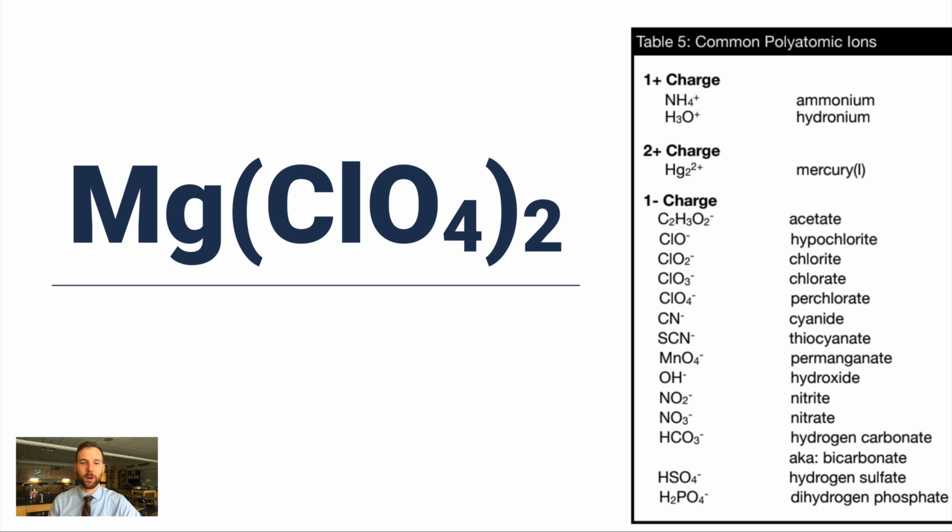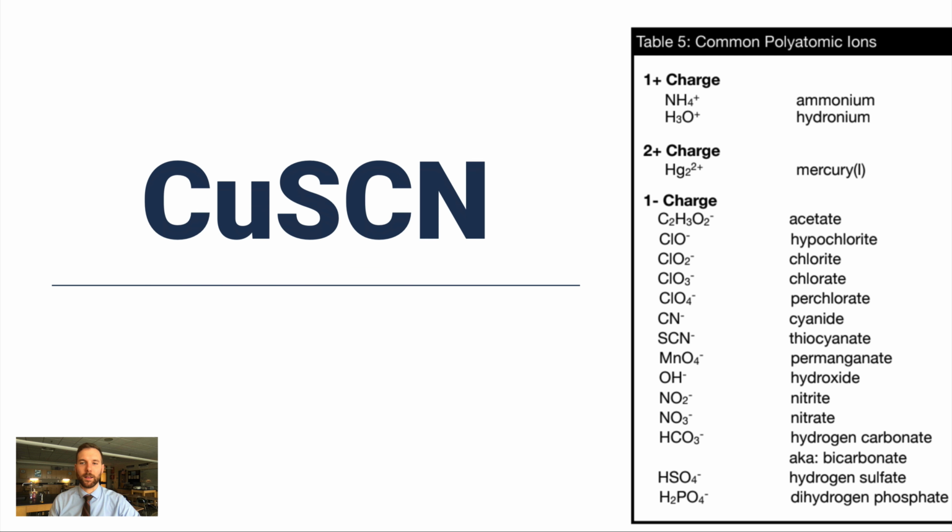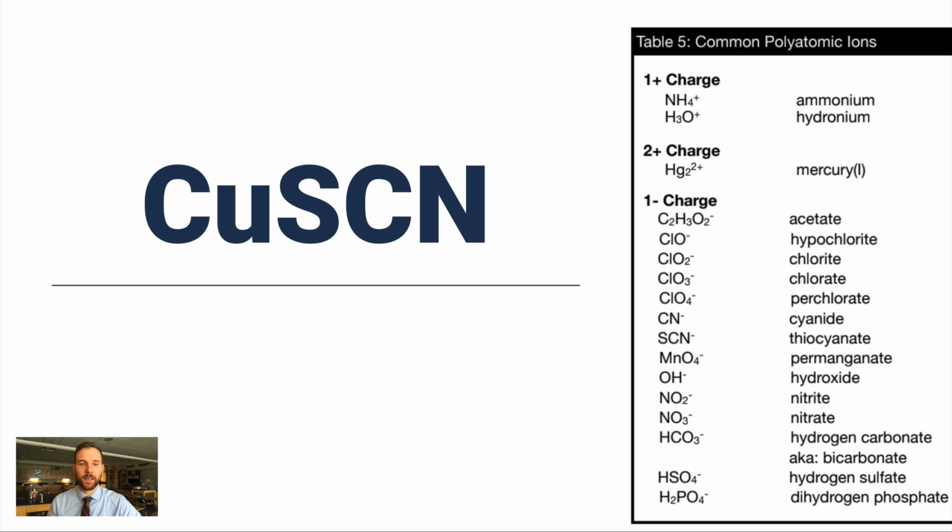So another example here, Mg(ClO4)2. Now anything that's in parentheses is going to be your polyatomic ion. So ClO4 is perchlorate. So this is magnesium perchlorate. Okay, not too bad, as long as you have table 5.